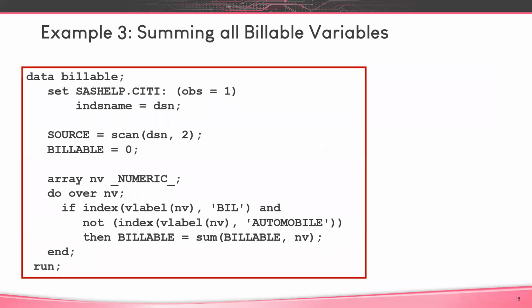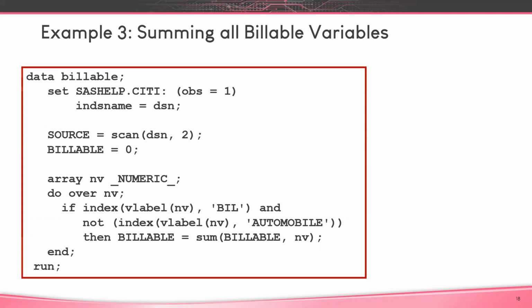And so basically this is the program I created. I am bringing in all of the CITI data sets. Just for sake of illustration, I only brought in the first observation for each of the data sets. I created a source variable to show what data set it was originally coming from. And then now I'm going to start summing up all of the billable variables.